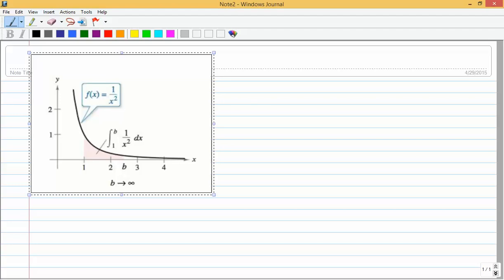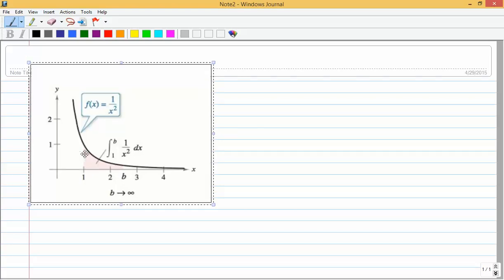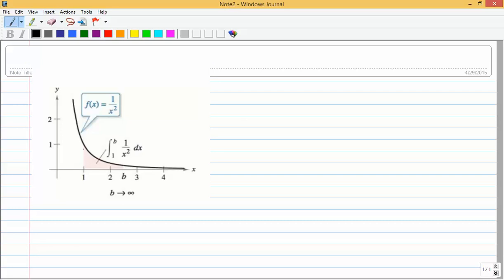And say we wanted to know the area under the curve, maybe from 1 here to infinity. You know, summing up all this down here too. Now this line 1 over x squared, it never touches the x-axis. It just gets closer and closer forever and ever.